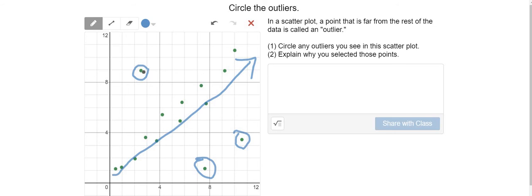If we weren't considering those outliers, we can see that for the rest of the data set, there's a fairly good positive trend. So outlier, outlier, outlier.